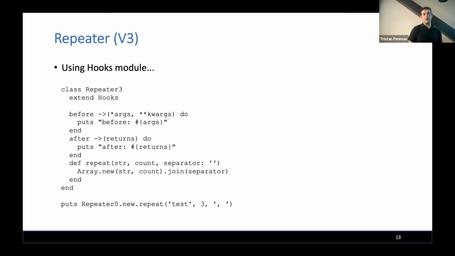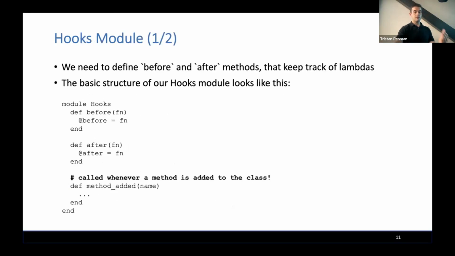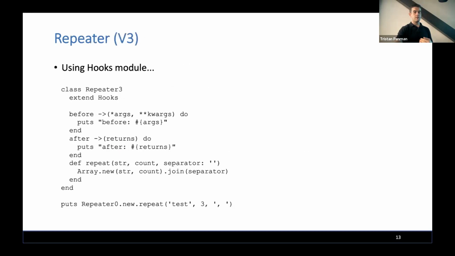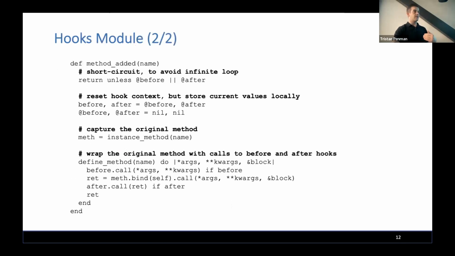So revisiting our repeater example, we can understand a bit better now what's happening when each of these lines gets executed. So from the beginning of the class, we extend the hooks module. So we're basically bringing in before and after as methods. And what happens is we call before, we pass in this lambda literal, that gets stored away for later. We call after, we store that lambda literal and we can use that later. And then finally, we define our method. And at this point, method added gets called. And because we stored those lambda literals, we can actually go and reference them from this point.